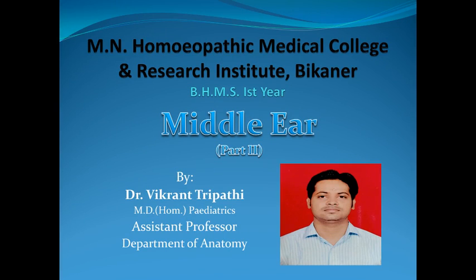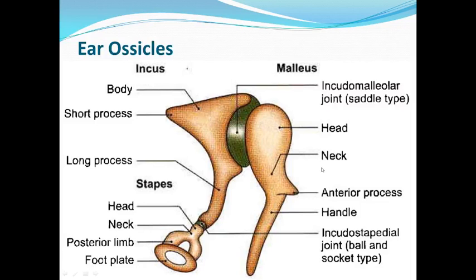In this part, we will discuss the ear ossicles, joints of the ossicles, and muscles of the middle ear. Then we'll also deal with the blood supply, lymphatics, and nerve supply of the middle ear along with its clinical anatomy. So let's start with the ear ossicles.